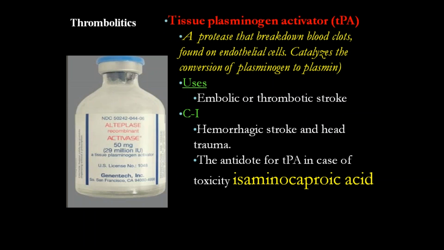Okay, so TPA. The last thing I want to talk about is that it is used for embolic and thrombotic stroke. Embolic, what, for example? Pulmonary embolism. Who can cause a pulmonary embolism? It could be a DVT, right? They can go through the IVC, to the heart, and then to the lungs.